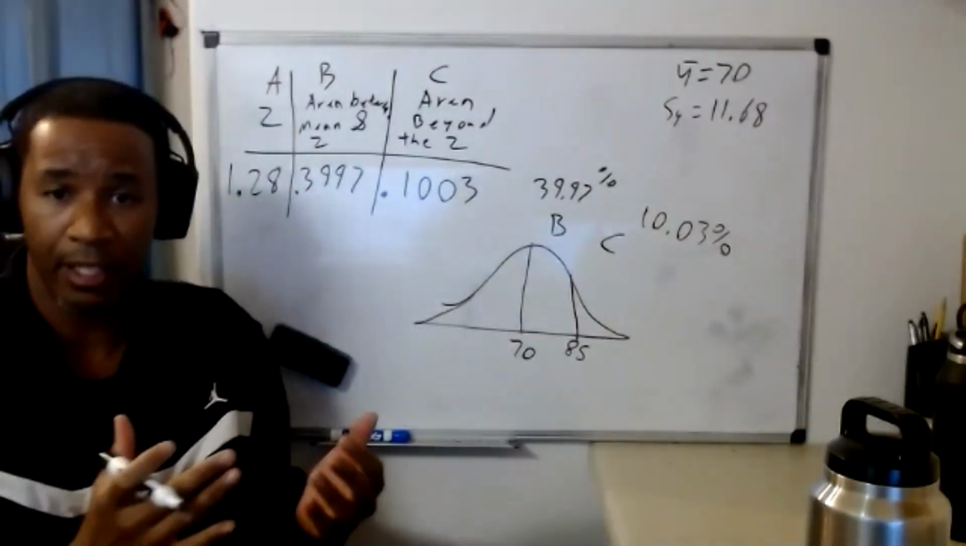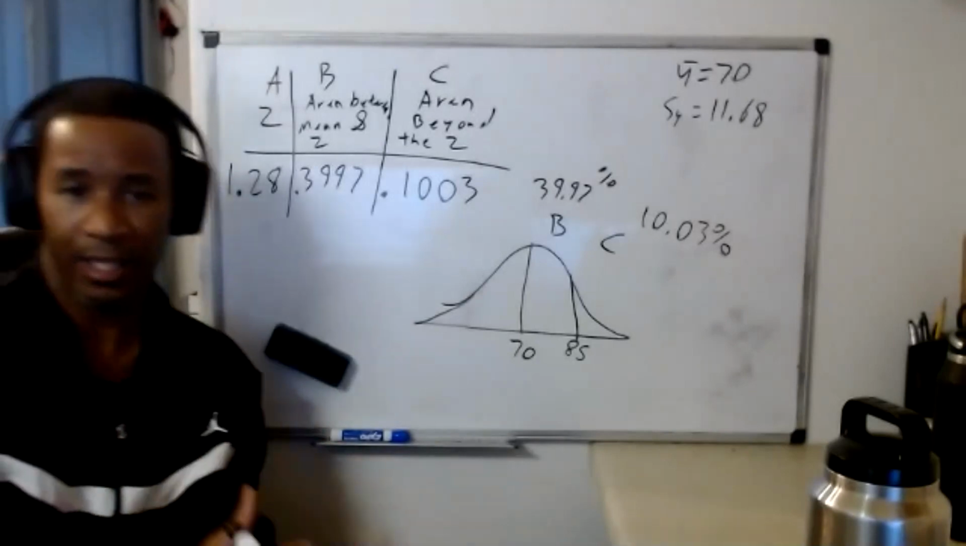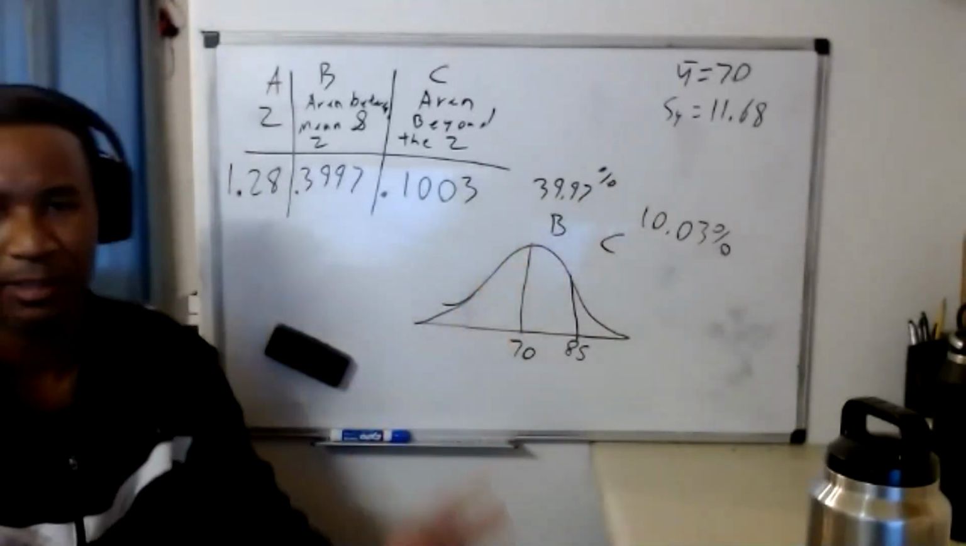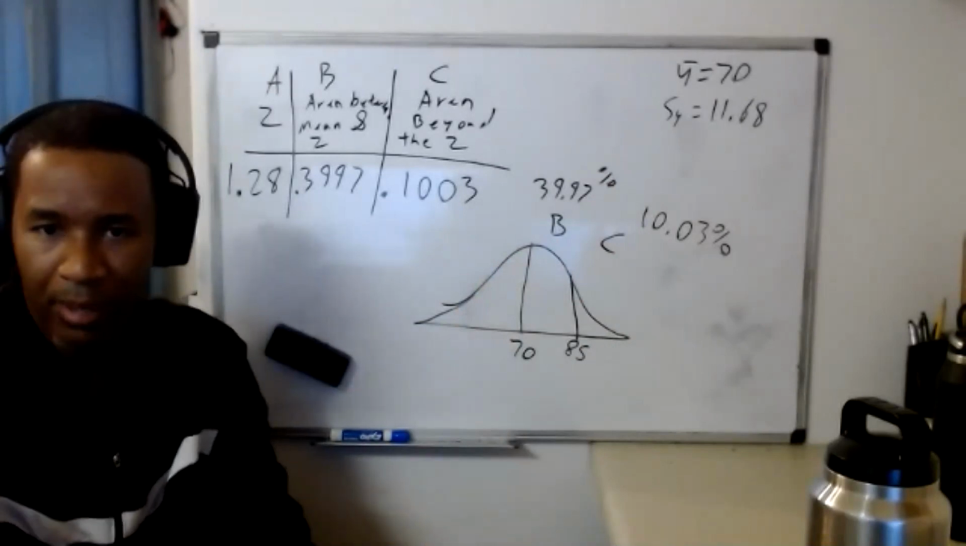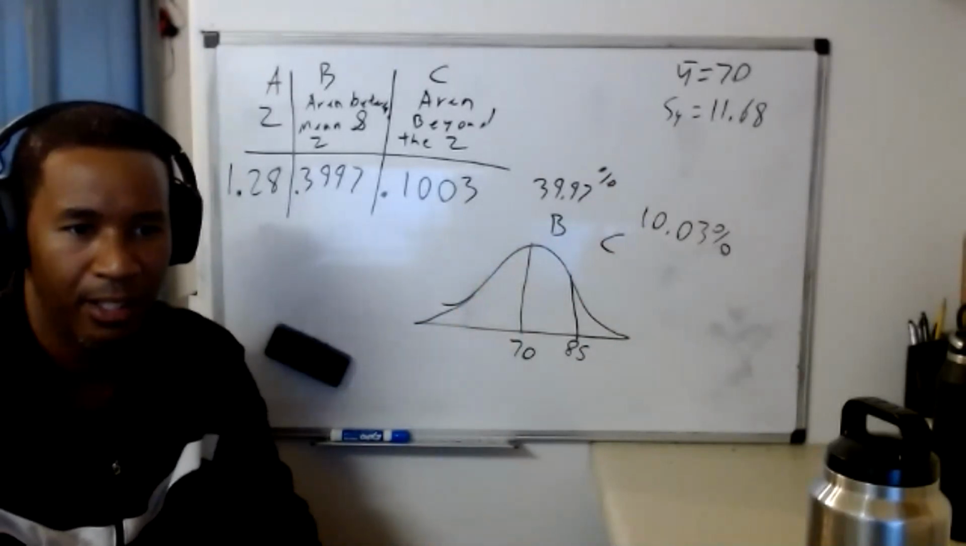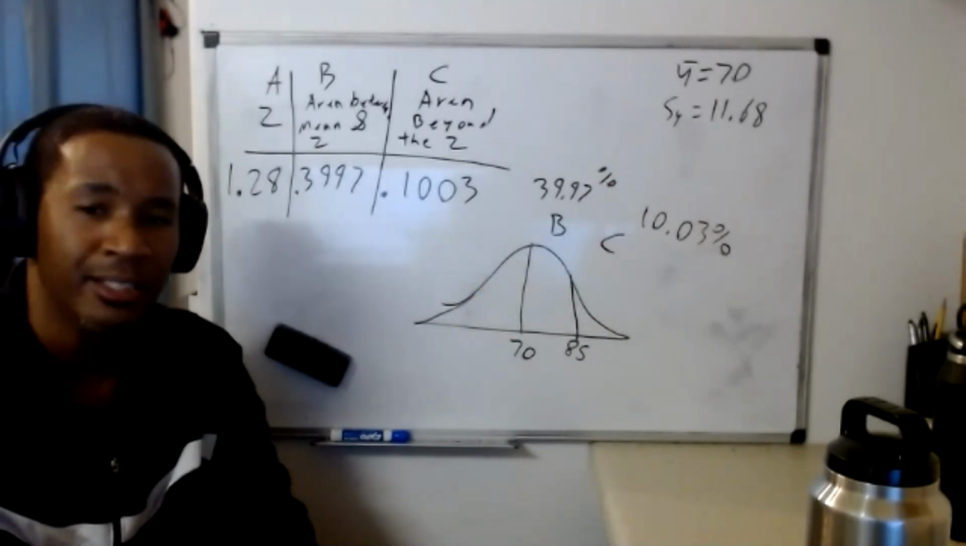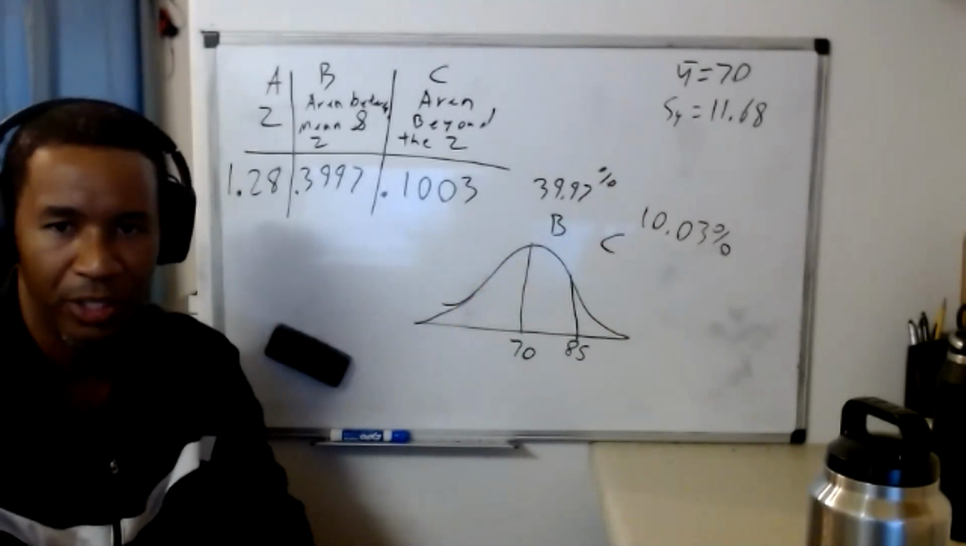So there are two ways to figure out what percentage of the class did better than I did. I can look at the C column. If 10% of the class did better than I did, approximately 10.03, but let's just round to 10% to make it simple, well, what percentage of the class did worse than I did? 90%, right? So that's one way to figure out how well you did in relation to the rest of the class.